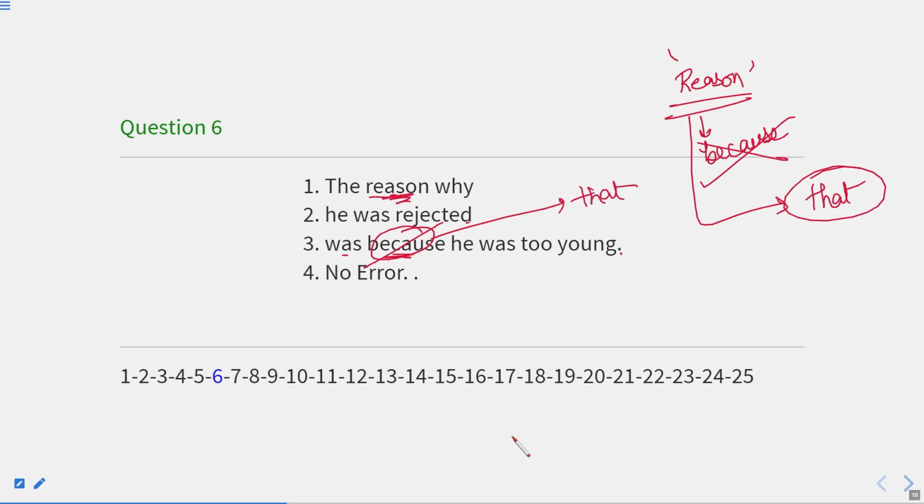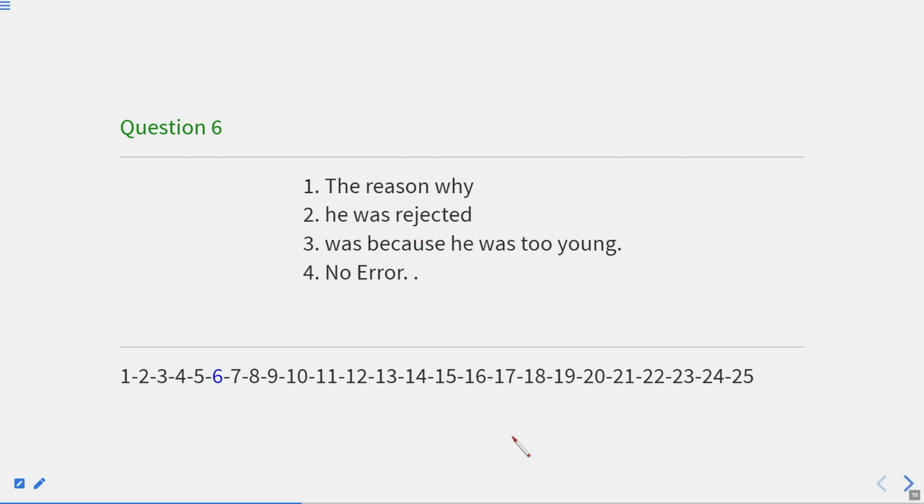Where the sentence contains the word "reason", it means the sentence has already introduced the reason along with the word. So we need not write "because" or "because of" there. We need to put "that". Okay, so the reason why he was rejected was that he was too young. So here the answer will be 3, because this "because" should be replaced with "that". Okay, so this is very, very simple. I hope you have got the concept.